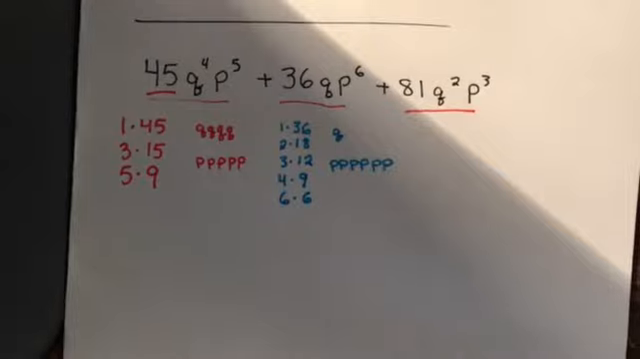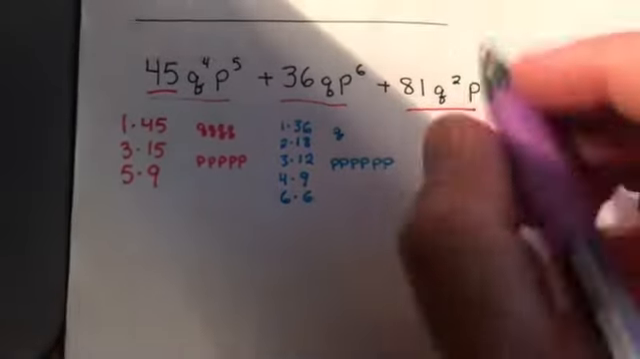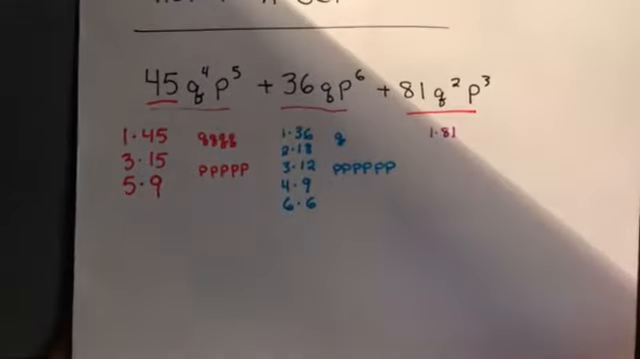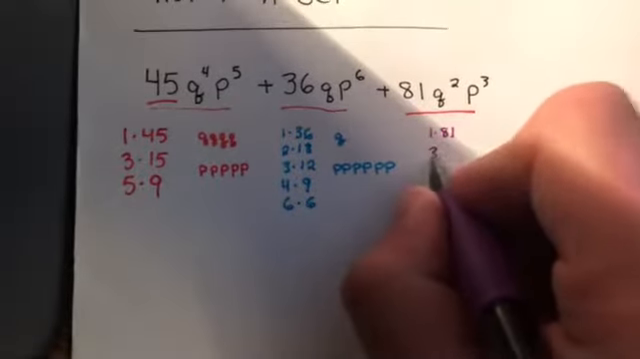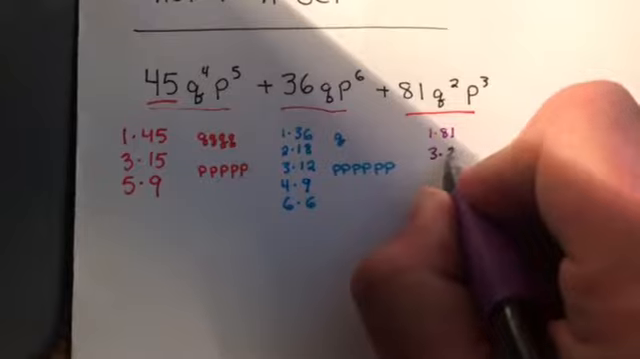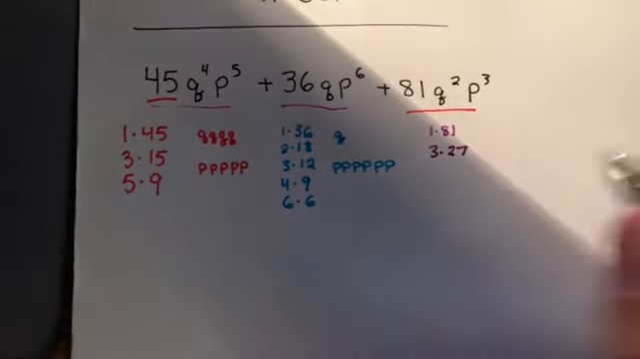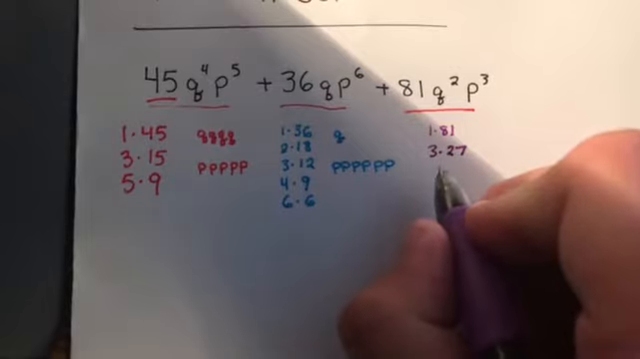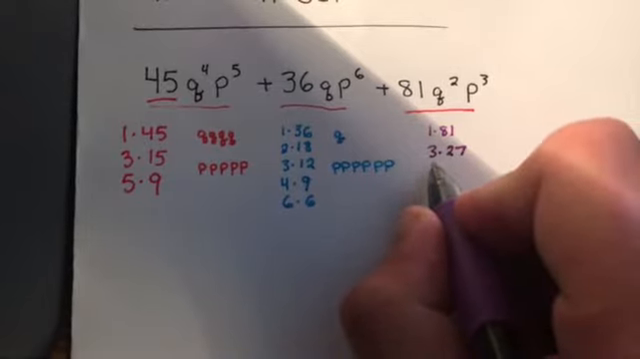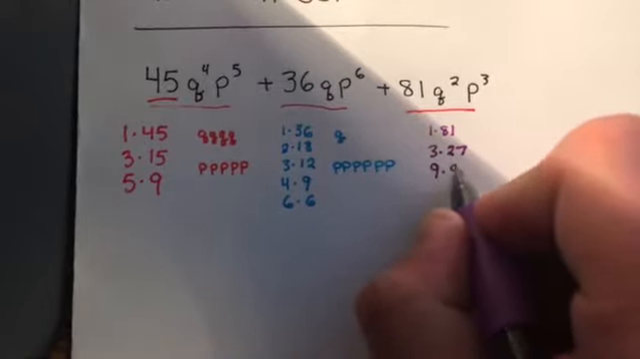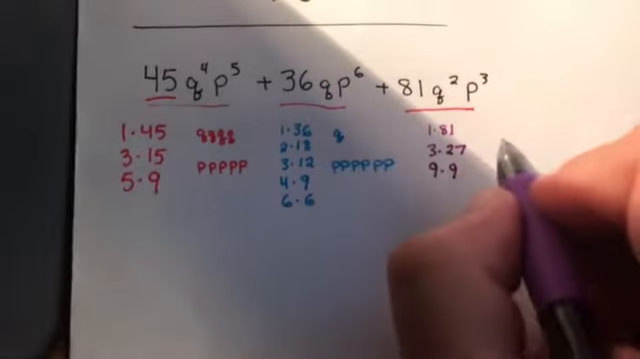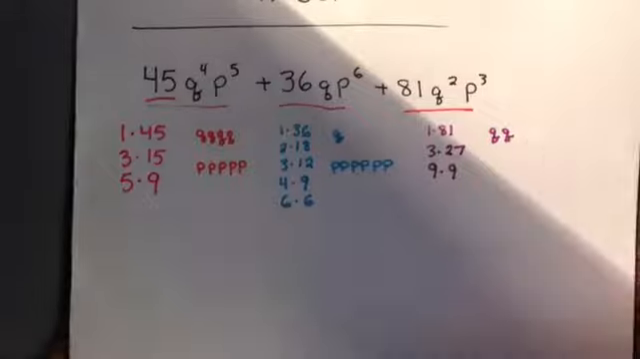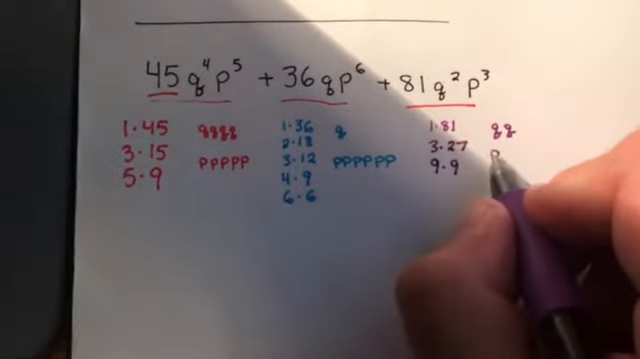All of the factors of 81. 1 times 81. 2 does not. 3 times 27. 4, 5, 6, 7, 8 do not, but 9 times 9. And then we have a q squared. So q times q. And then p cubed is just p times p times p.